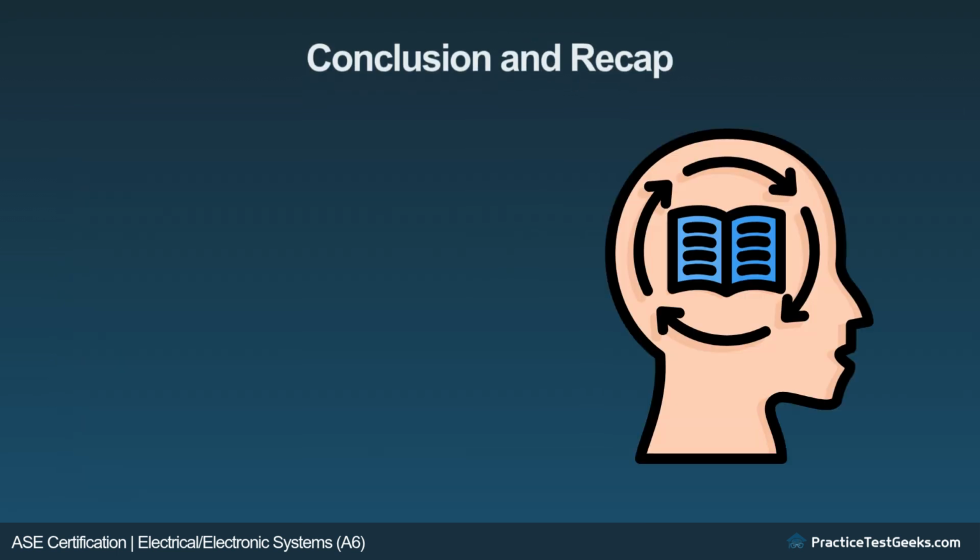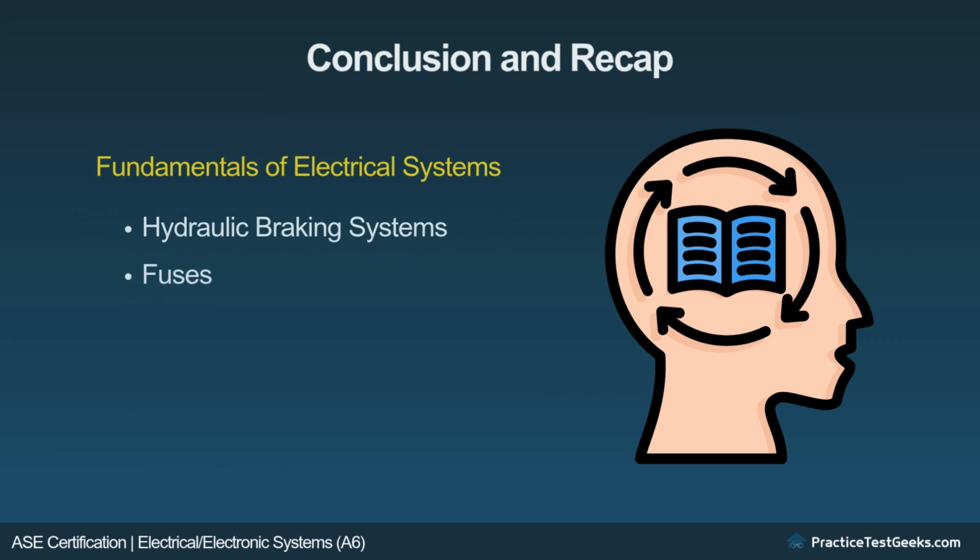Conclusion and recap. In this lesson, we explored the fundamentals of electrical systems, including fuses, wiring, power distribution, and battery systems. A solid understanding of these core components is essential for diagnosing, maintaining, and repairing electrical systems in vehicles, and it's critical for preparing for the ASE certification test A6.